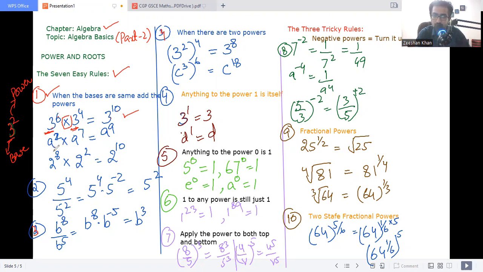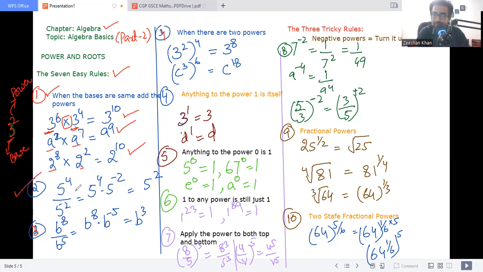Here in example 2, the bases are also the same, a and a. So add the powers. 2 plus 7 is 9, so a to the power 9 is the answer. In this case, the bases are the same, 2 and 2, so add the powers. 8 plus 2 is 10, so 2 to the power 10 would be the answer. This is rule number 1 for algebra.